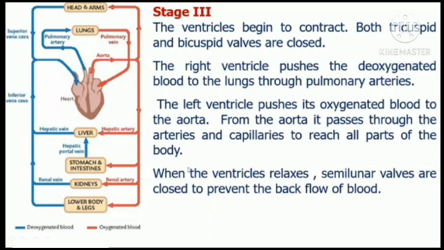And the final stage, the ventricles begin to contract. Both tricuspid and bicuspid valves are closed. The right ventricle pushes the deoxygenated blood to the lungs through the pulmonary arteries. The left ventricle pushes its oxygenated blood to the aorta. From the aorta, it passes through the arteries and capillaries to reach all parts of the body. When the ventricles relax, semilunar valves are closed to prevent the backflow of blood.